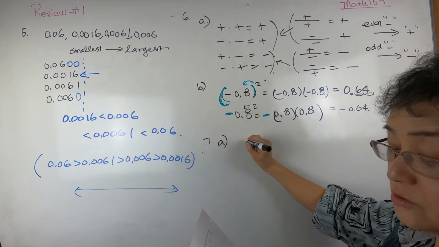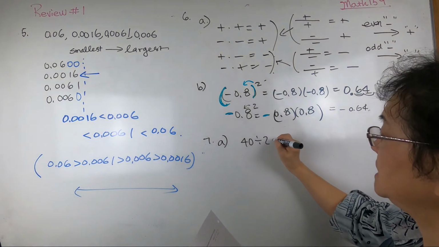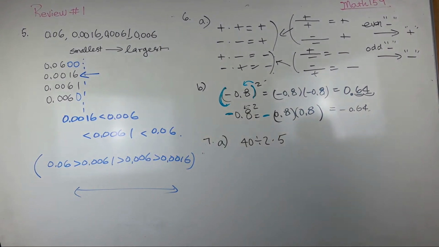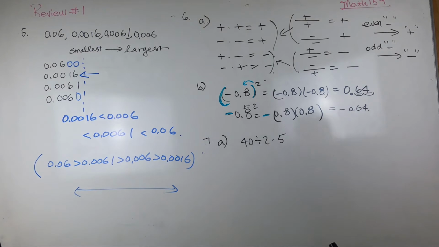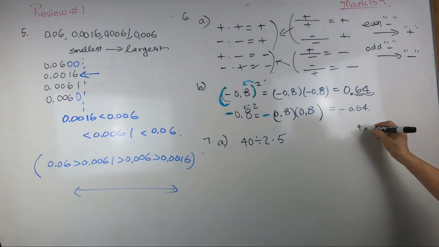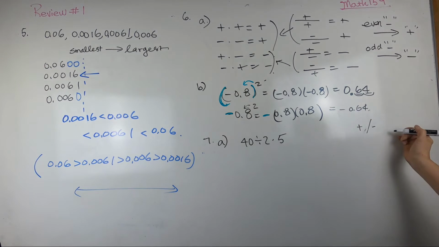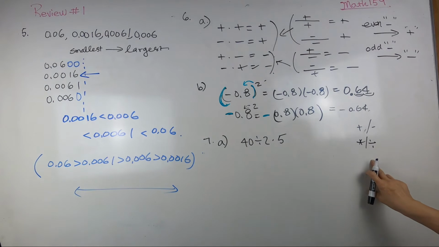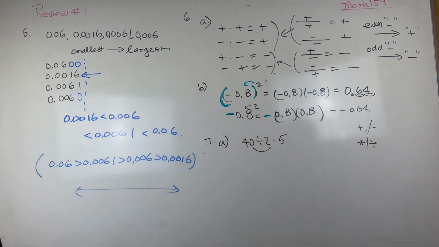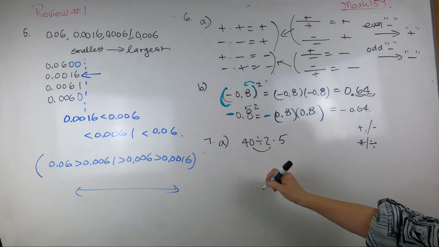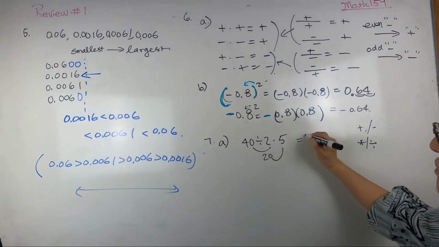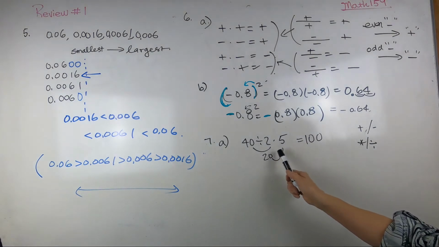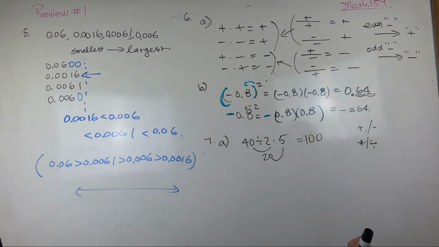Okay? Then for the numbers, we need to do what? Follow the order of operations. For the same category, plus and minus, you do what? From left to right. And same thing, multiplication and division, you do it from left to right. Okay? You have to do division first. 40 divided by 2, 20, times 5, you should get 100. If you do 2 times 5, it's 10. 40 divided by 10, that would be 4. You get the wrong answer.